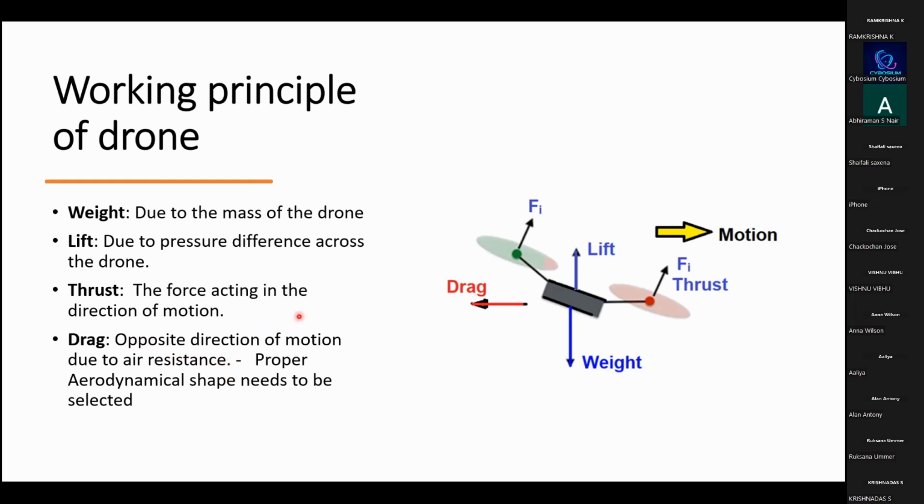Basically, weight is managed by the mass of the aircraft. So we have to select a properly optimized weight of the UAV according to the application. Then for lift, we have to choose the motor according to the weight so that it can overcome the weight criteria and then we can lift off. And thrust is something we have to increase to overcome the drag. Drag should be minimal and thrust should not be maximum, it should be sufficient to overcome the drag coming out of it. For the drag we can select a proper aerodynamical shape.